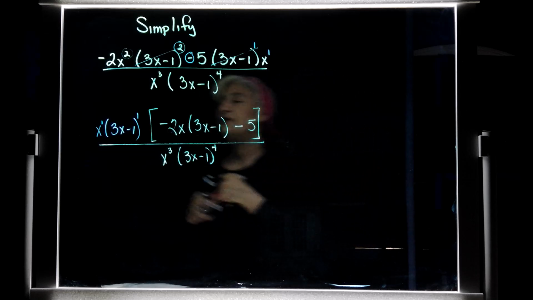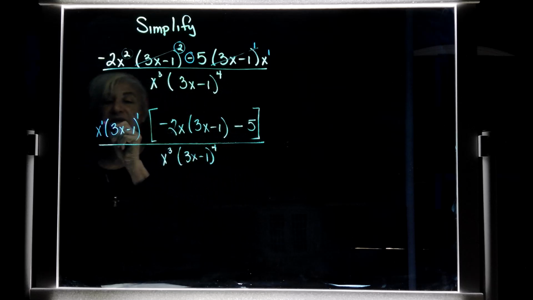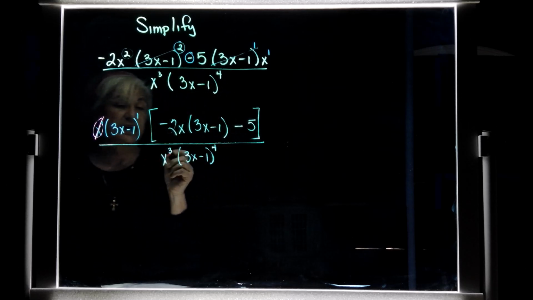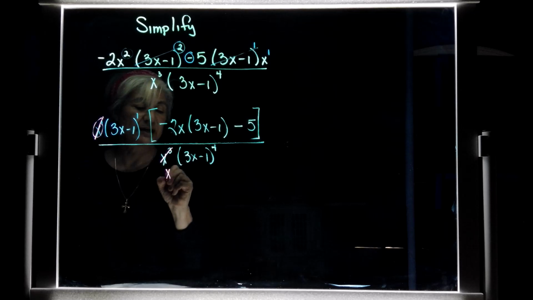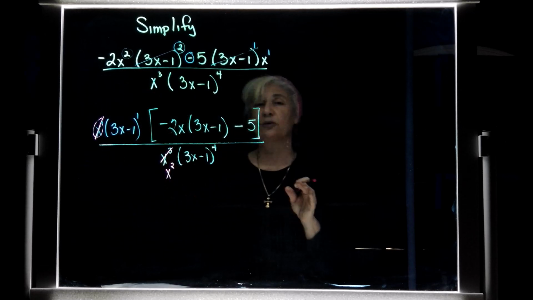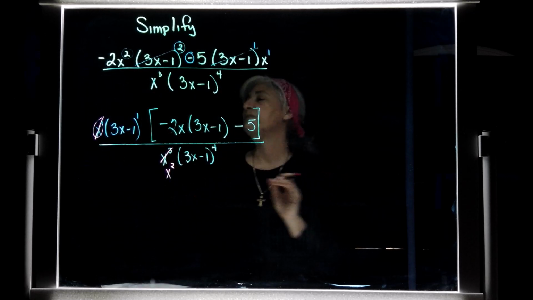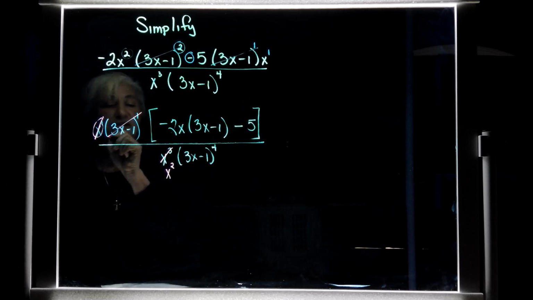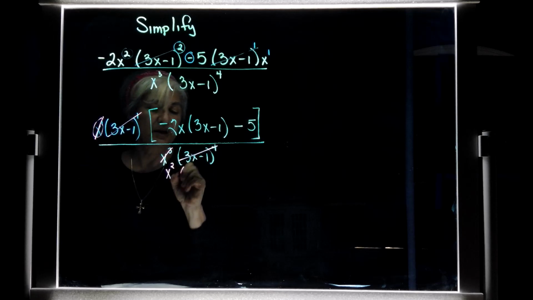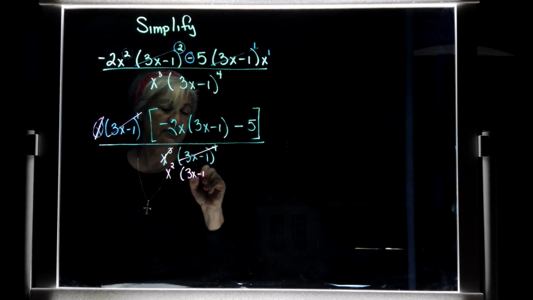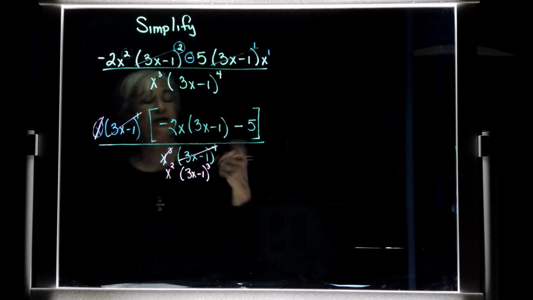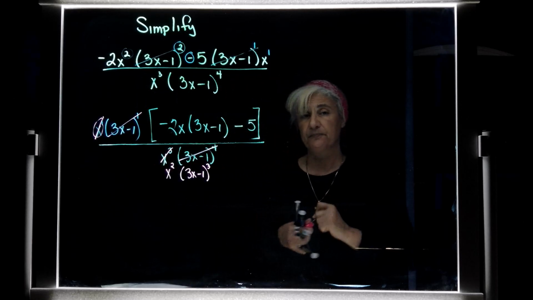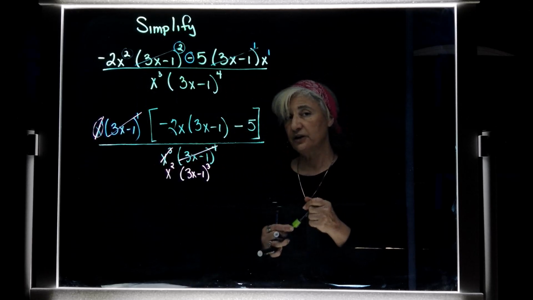Okay. Now, remember, this is a fraction, so I was hoping to cancel something from the numerator and denominator. So if I take a look, this x to the power of 1 will cancel, and this will leave me x to the power of 2 in the denominator. Agreed? This is 3x quantity to the power of 1. This will cancel and leave me 3x minus 1 to the power of 3, because there was 4 of them, wasn't there? Good with that so far?